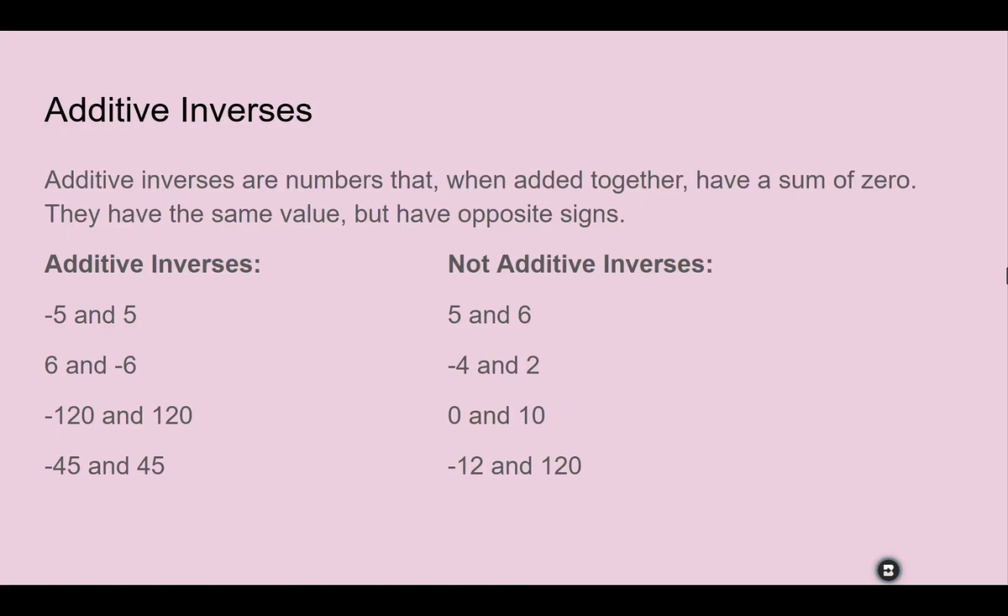We're going to be talking about all of these concepts and using them in our next unit. We're going to be adding, subtracting, multiplying, and dividing integers, our positive and negative values, and applying them to real-life situations.